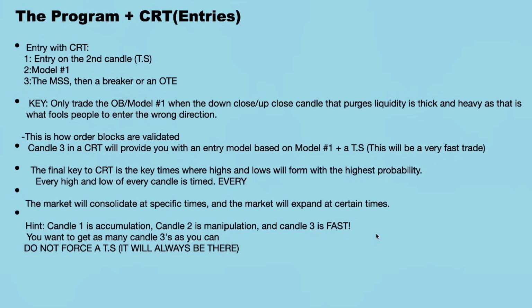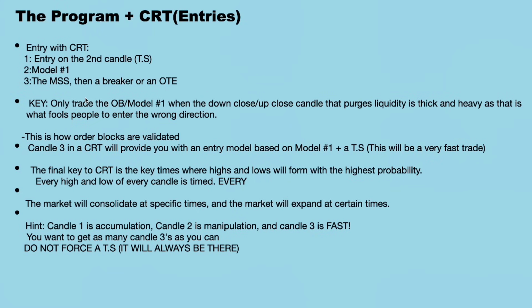Let's talk about how to enter using the candle range theory. The first way to enter, and the most advanced, is on the second candle with a turtle soup setup. The second way is using the order block or a change in the delivery state. The third way is through a market structure shift, followed by a breaker or an optimal trade entry. For now, let's focus on the order block, which is entry number 2.